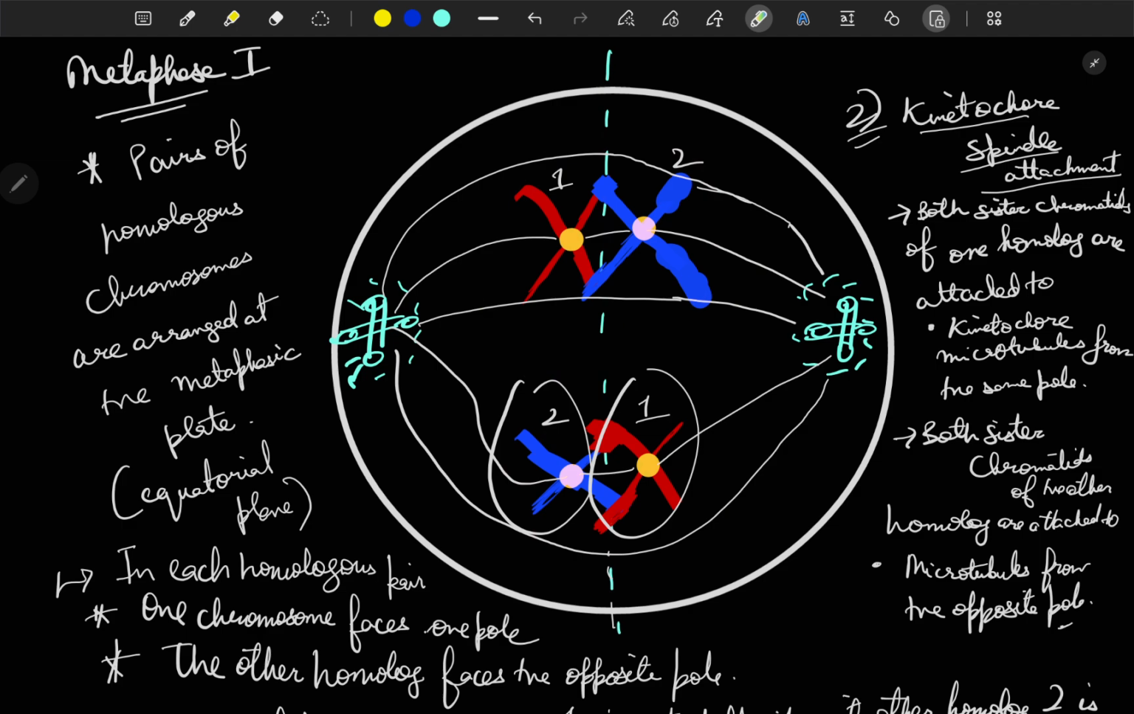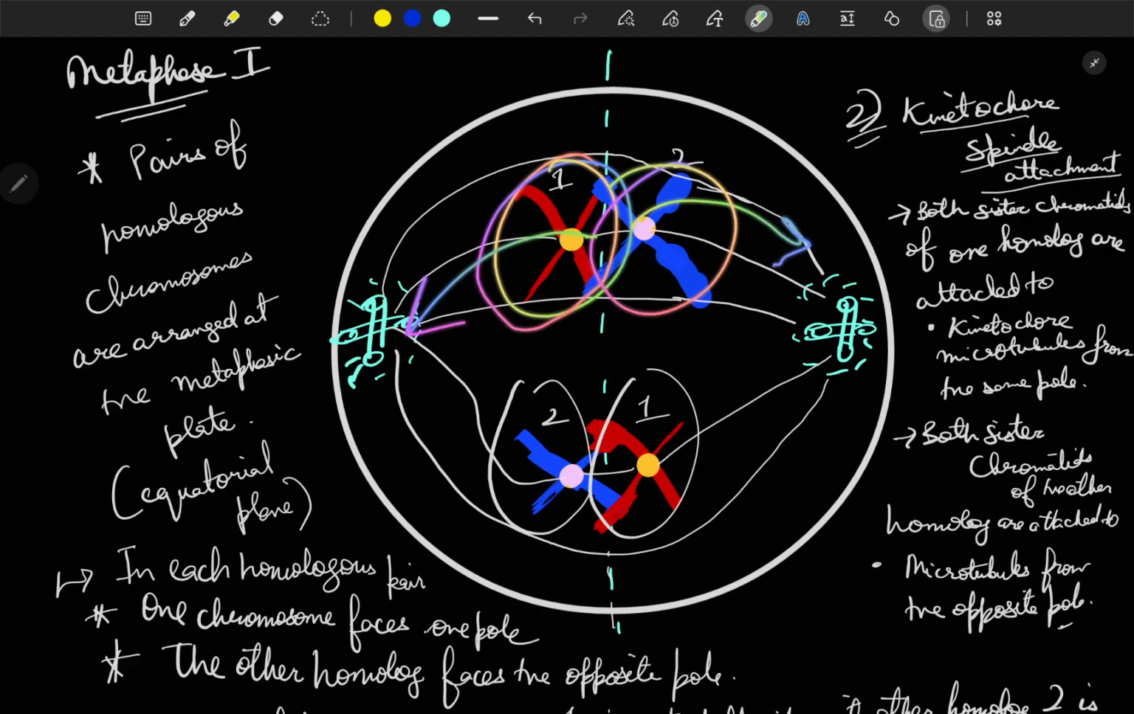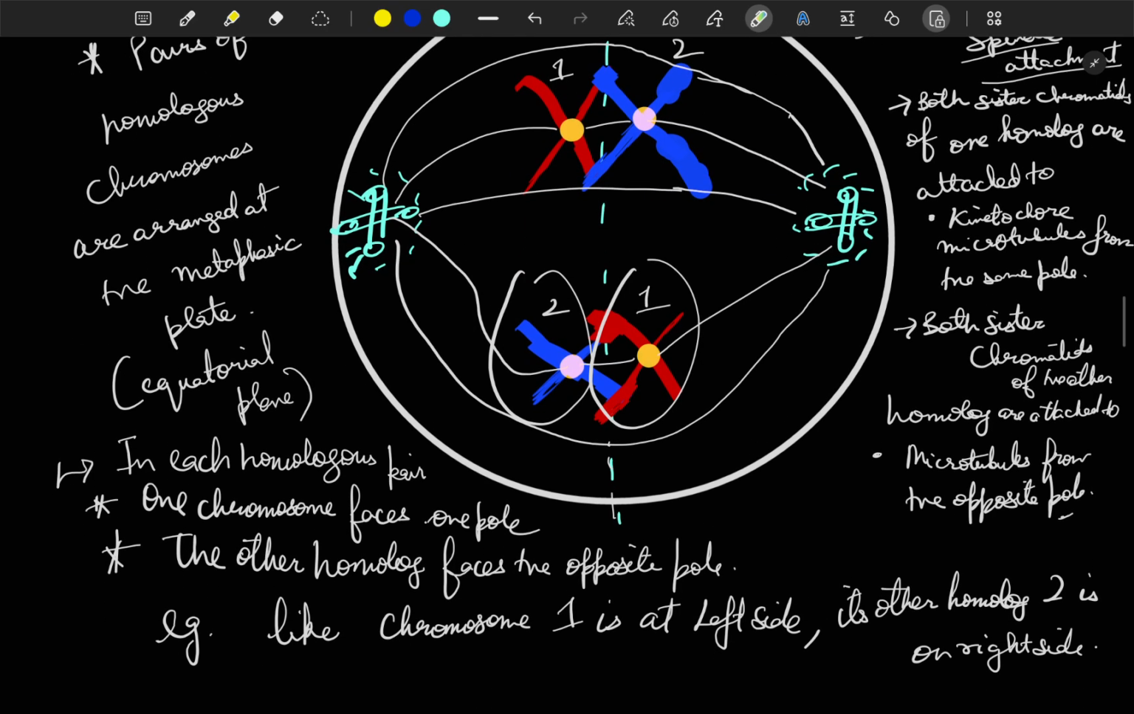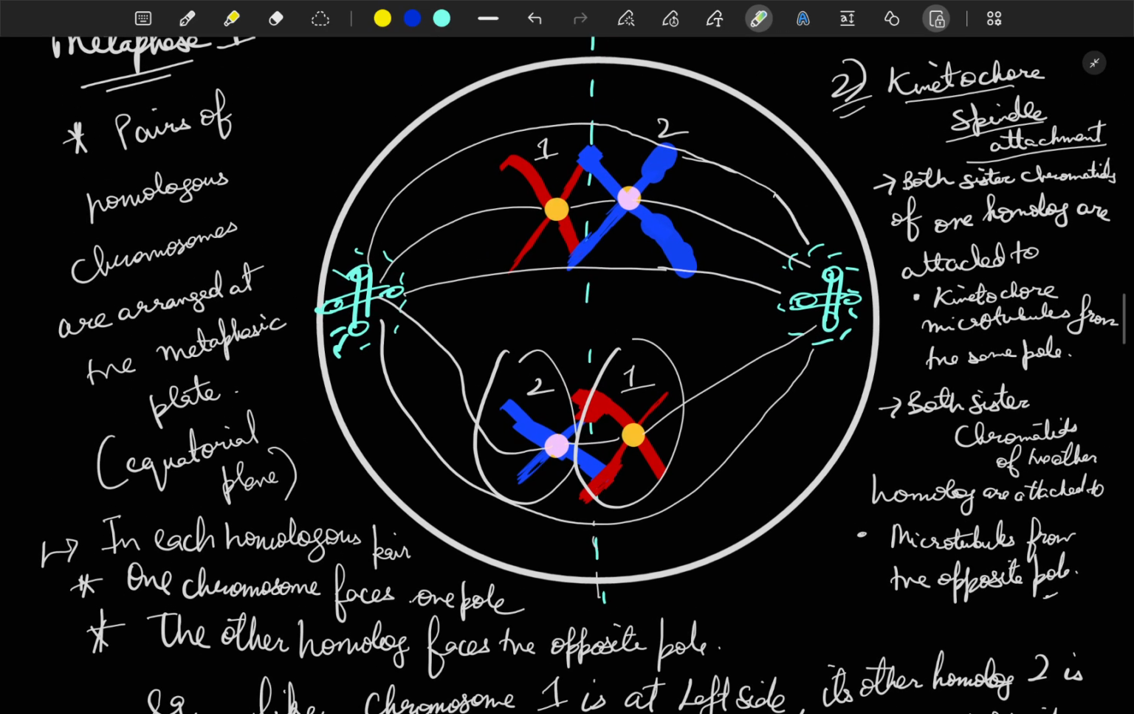Now you can also see that one chromosome faces one pole. For example, this is the north pole, this is the south pole. This chromosome is facing this pole, and the opposite one faces the opposite pole. This orientation is random. Now let's talk about the kinetochore placement.